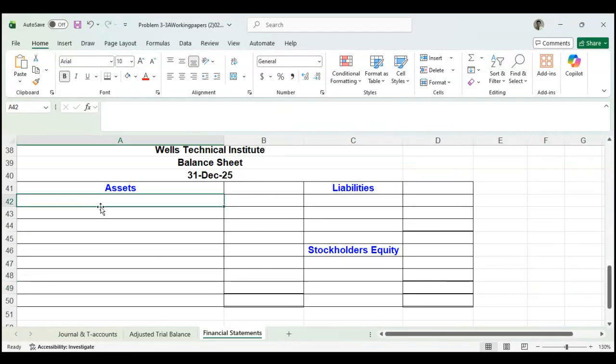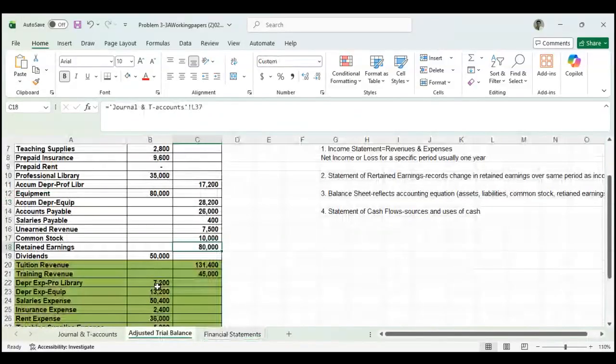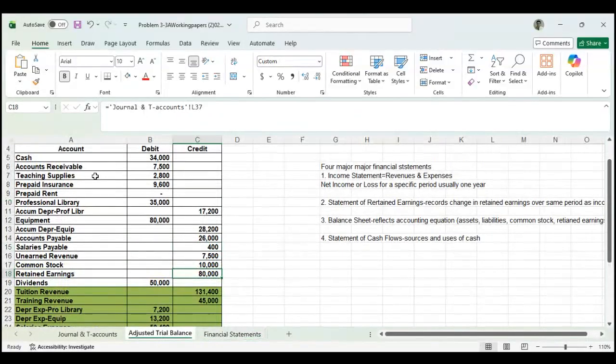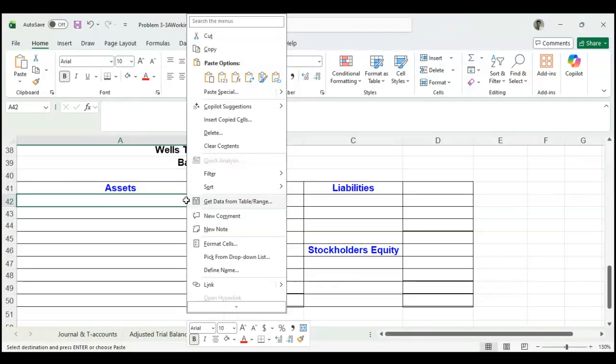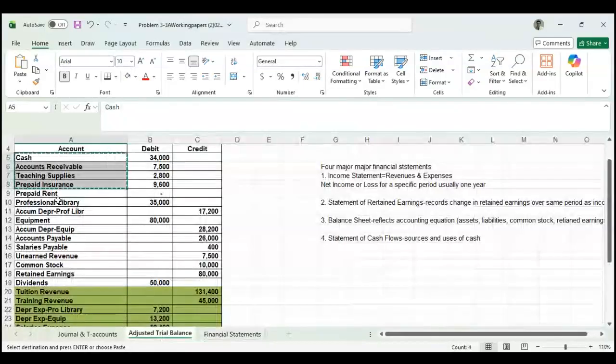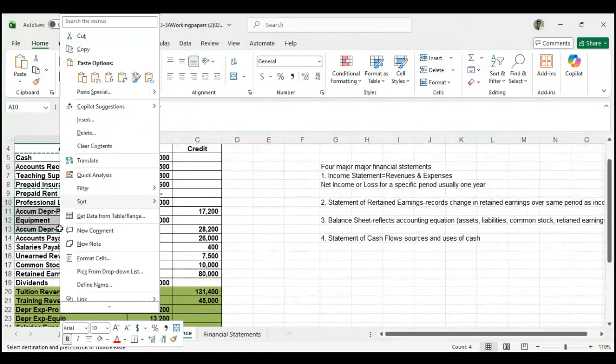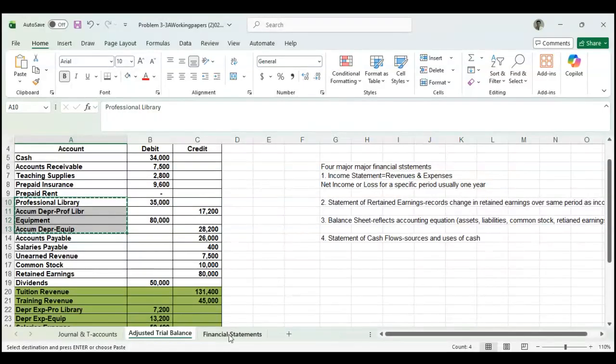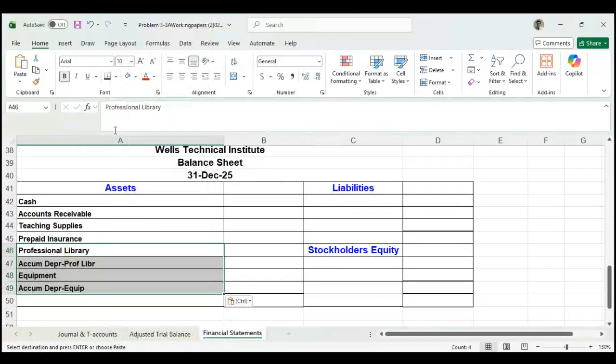So what I would recommend you do is just pull all of your assets off of the adjusted trial balance. We do not need to include the prepaid rent, as that is a zero balance. I mean, you can, but you don't need to. So we're going to copy these over here, and then we'll do the rest of them. So these are all of our assets.